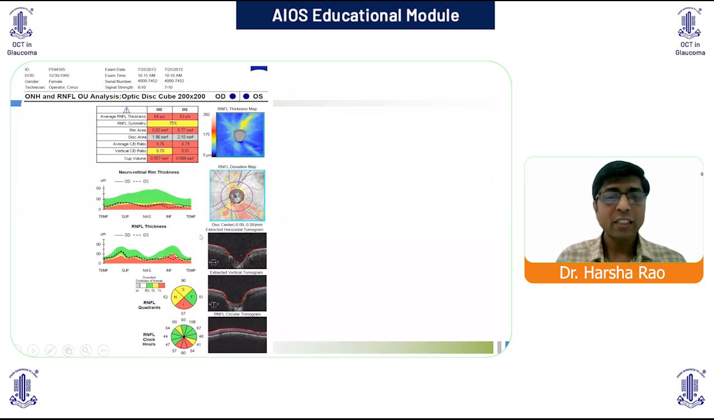good signal strength. The tomograms are okay with the segmentations appearing okay. And if you look at the thickness map, it shows that the bright band which needs to be present inferiorly is missing. So these are the cooler colors which represent the RNFL being thinned out inferiorly. The deviation map also shows that corresponding region in red and yellow, which tells us that the RNFL thickness in all these regions is significantly lesser in this eye compared to an age-matched normal. And the quadrant and the clock hour maps also show RNFL thinning in the respective region.